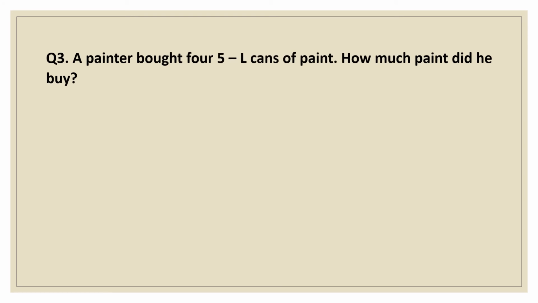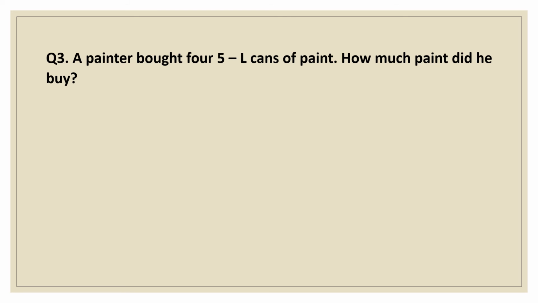Now see the question 3, children. A painter bought 4 cans of 5 liter paint. How much paint did he buy? Now number of cans here are 4, as it is mentioned, 4 5 liter cans, and the weight of one can is 5 liter. In a can only 5 liter paint can come, and number of cans are 4 here.